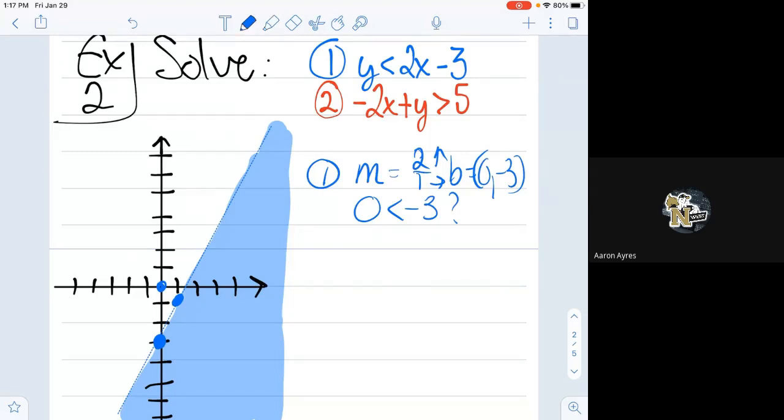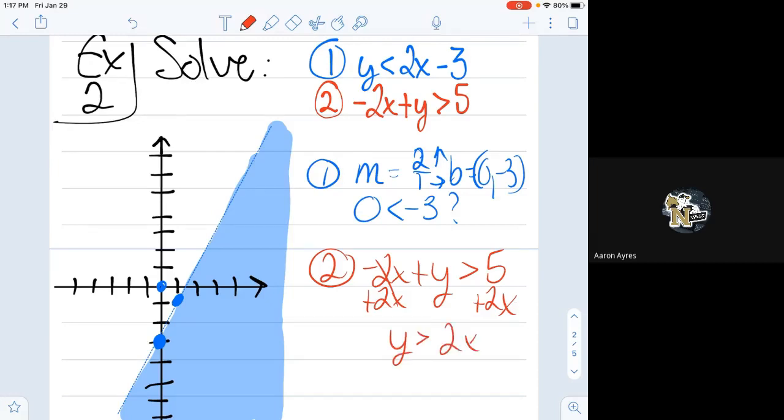Number 2, you have to do a little solving. We have -2x plus y is greater than 5. So I'm going to add 2x to each side, and I get y is greater than 2x plus 5. Zero, 5: 1, 2, 3, 4, 5. Right there. Up 2, right 1 puts me right here. It's kind of an interesting setup, isn't it? Come on, there we go.